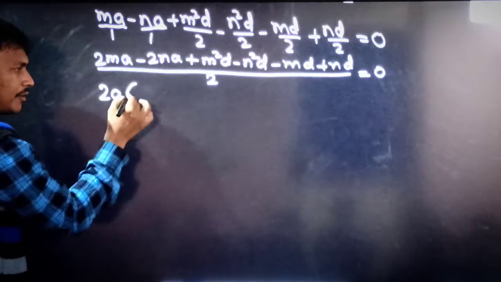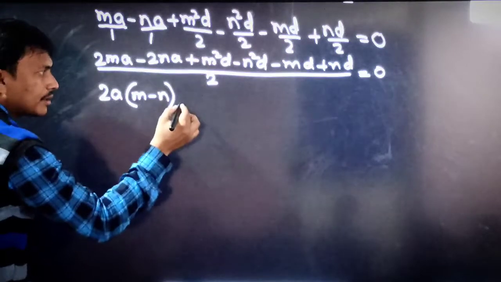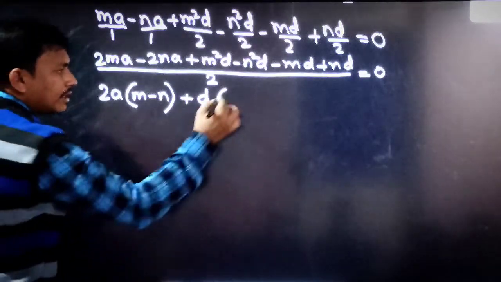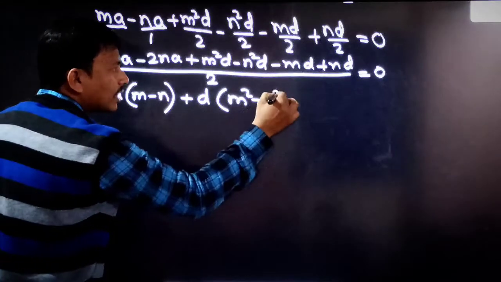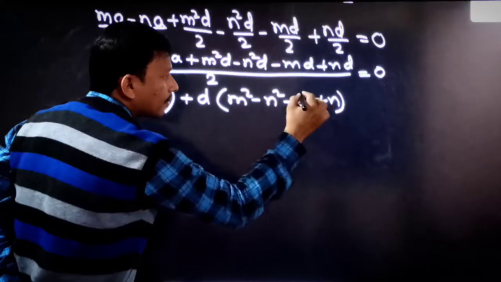What is the value? m minus n. Next, what is common here? d. Plus d in bracket m square minus n square minus m plus n.